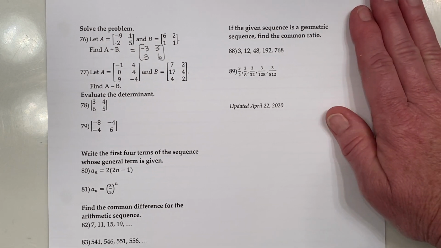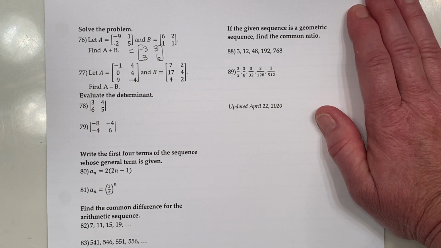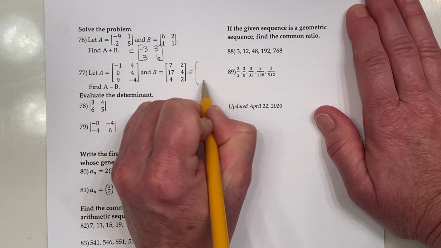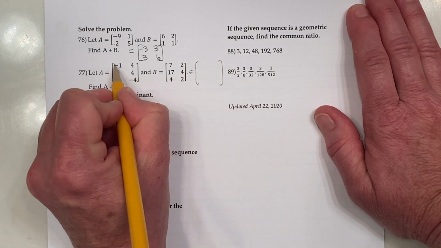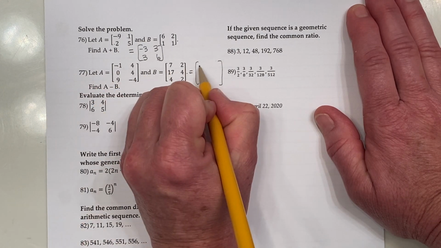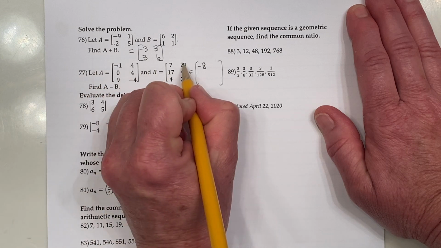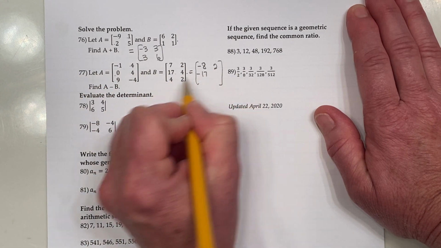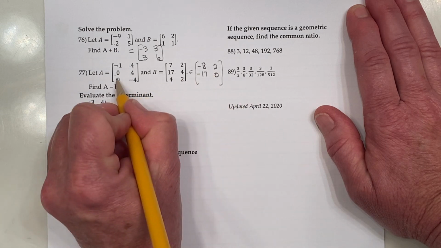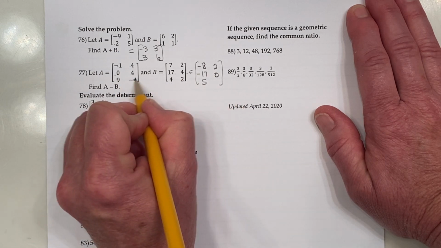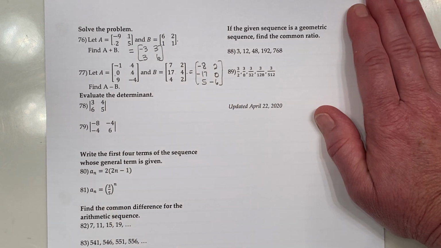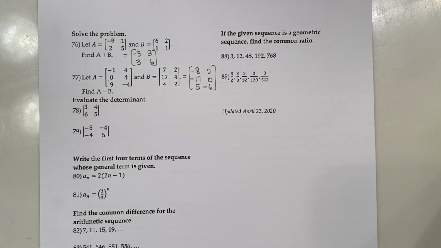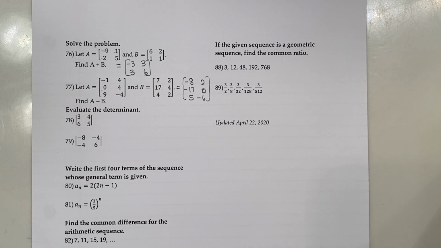All right, in 77, we're asked to subtract 2 matrices, and they do have the same order, so we are able to subtract. And we just subtract corresponding elements. So -1 minus 7, 4 minus 2, 0 minus 17, etc. Looks like -6 there.